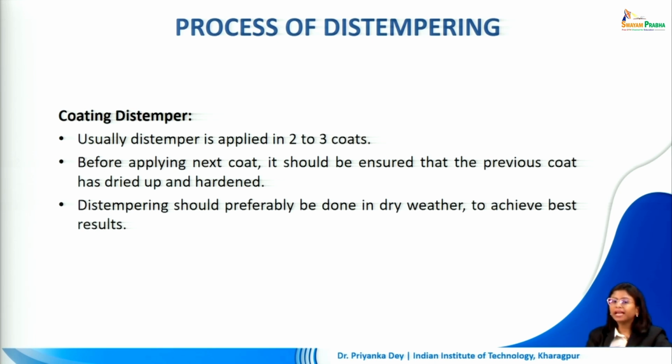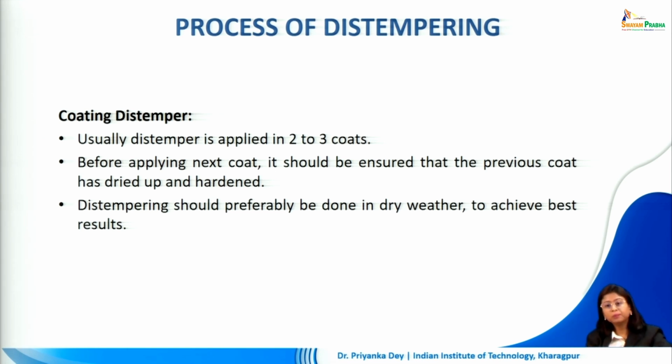So before applying the next coat, it should be ensured that the previous coat has dried up and it has hardened, and distempering should preferably be done in the dry season to achieve the best results. It will also help us in allowing the previous coat to dry faster before applying the next coat.